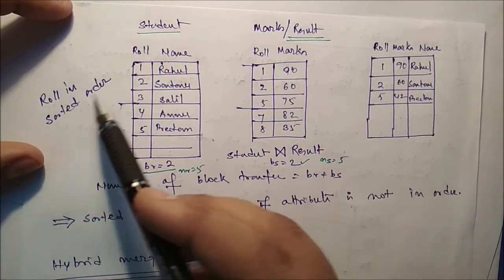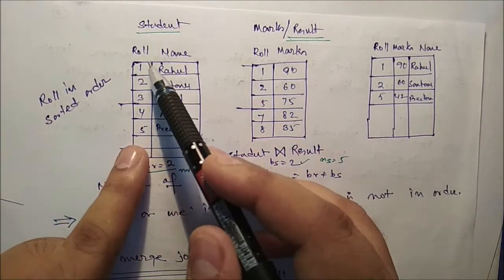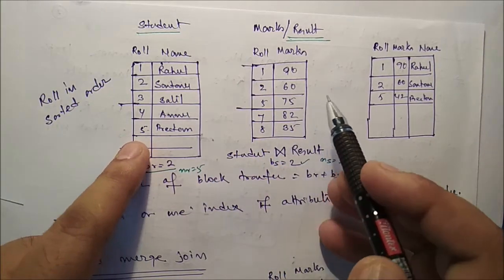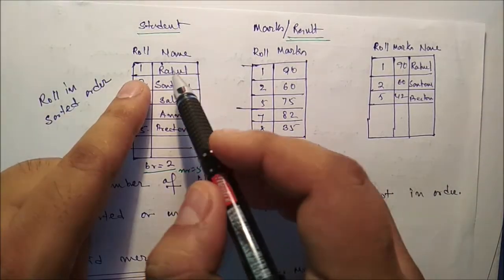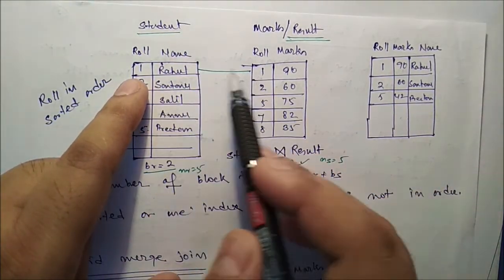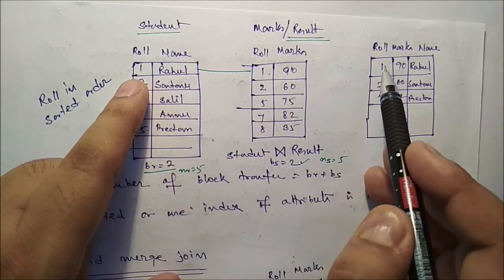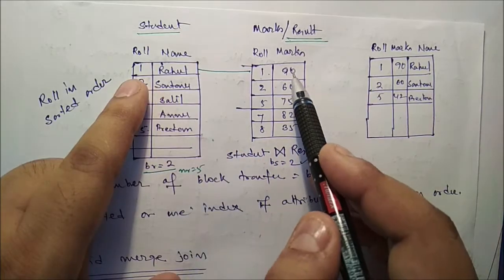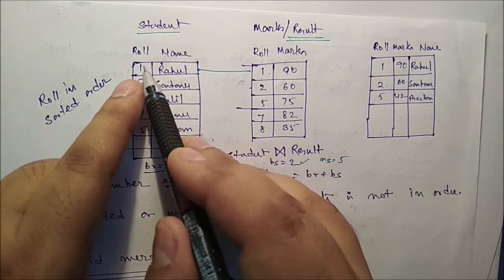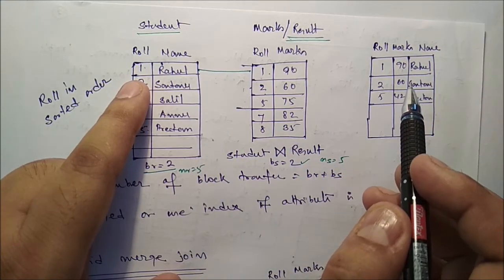Now suppose we want to merge these two. So how can we merge? See here, the roll number in this table as well as in this table are both in sorted order. So what we can do is compare this one with this one. Now it is a match, so we can merge these two: 1, 90, Rahul. Then compare this with this, but it is roll number 1 and it is 2, so we do not process further. Are you getting this one?